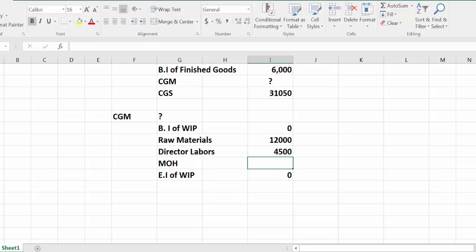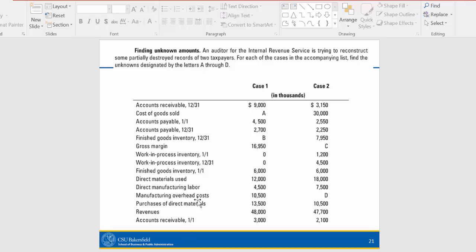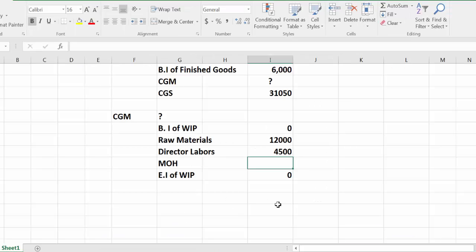Then for the manufacturing overhead, it says 10,500. So I'm going to put the 10,000, 500. Sorry, I'm going to write it this way. Now you can find the CGM by adding the BI of WIP to raw materials, direct labor, and MOH, then subtract EI.